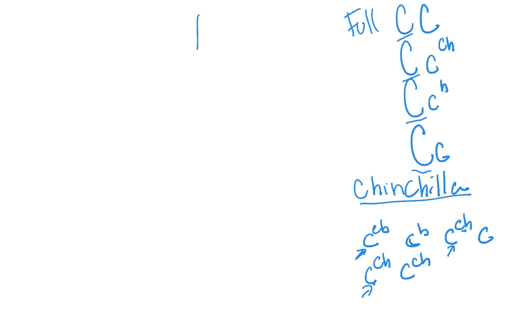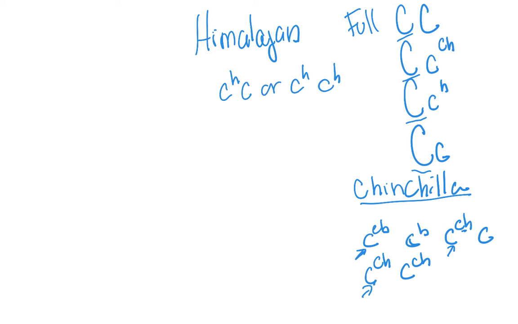All right, the Himalayan, that one is also recessive, but it could just have one carry for the H. So it could be CH, little c, or CH, CH.